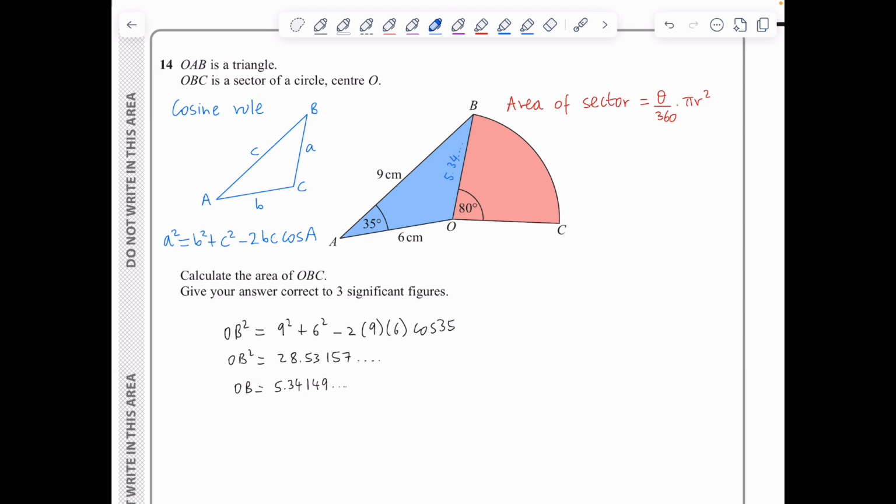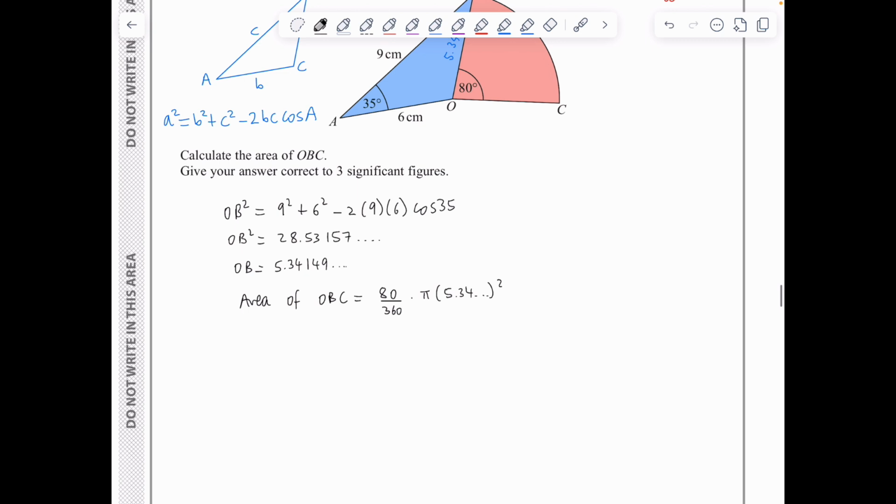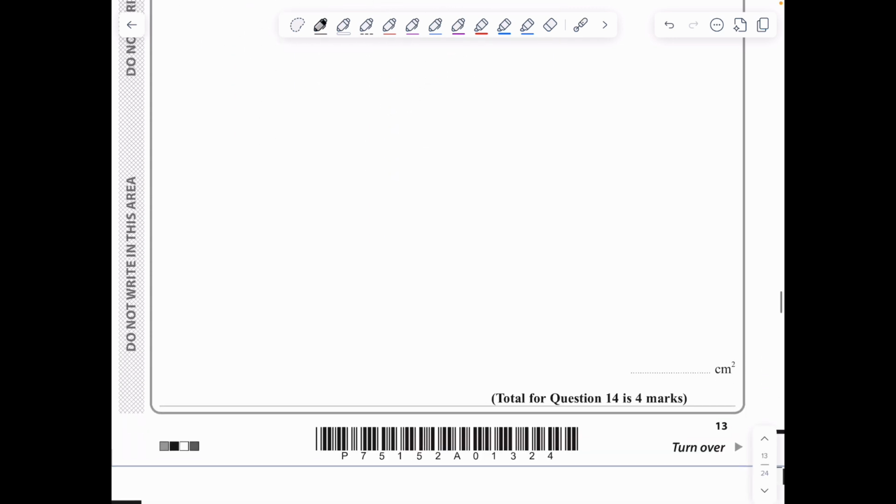So this OB is 5.34..., which is the radius of the sector, and therefore I can proceed to the area of the sector OBC, which is going to be 80 over 360 times pi times the radius 5.34... squared, which gives an answer of 19.918799... We were asked to give our answer correct to 3 significant figures, and therefore we conclude that the answer is 19.9 square centimeters.